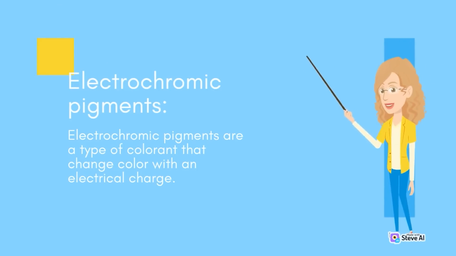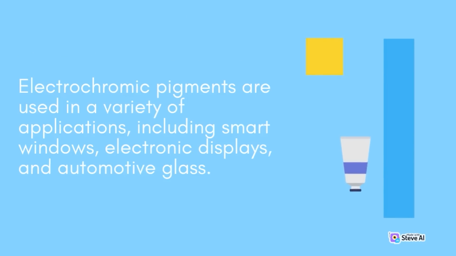Electrochromic pigments. Electrochromic pigments are a type of colorant that change color with an electrical charge. Electrochromic pigments are used in a variety of applications, including smart windows, electronic displays, and automotive glass.